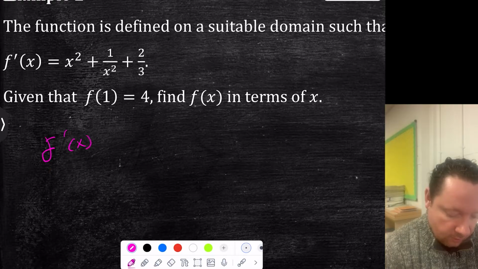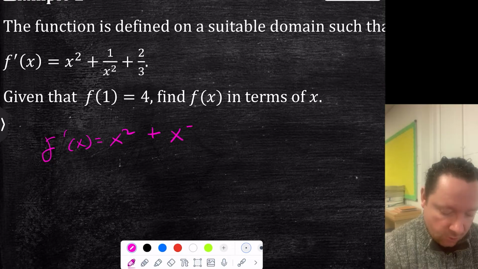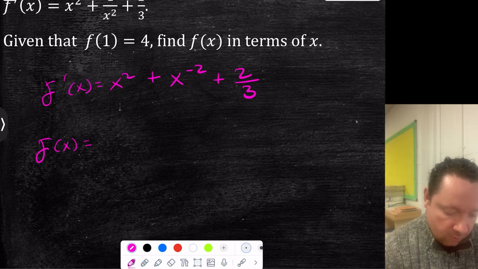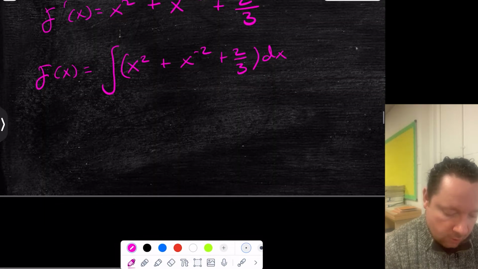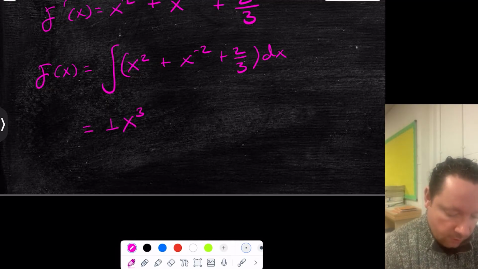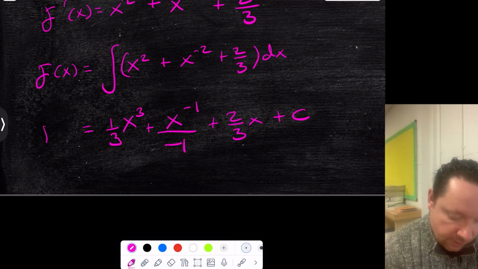f dash x is equal to x squared plus 1 over x squared, which is x to the minus 2, plus 2/3, which is just a number. So f of x is equal to the integral of x squared plus x to the minus 2 plus 2/3 dx. So let's integrate that now. Add 1 to the power, divide by the new power. So that's x cubed, 1/3. x to the minus 2 becomes minus 1. So we're dividing by minus 1. I'll just write that there and we'll tidy it up later. Plus 2/3 of x plus some constant c. So that's f of x.